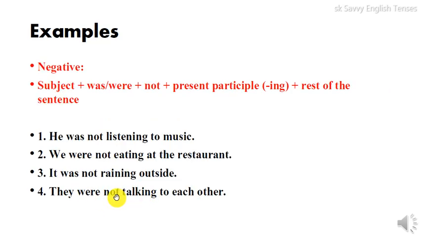Okay, the next one is the negative sentence, and the formula is the subject plus was or were plus not plus present participle, and we can make sentences according to this formula. For example, he was not listening to music. We were not eating at the restaurant. It was not raining outside. They were not talking to each other.